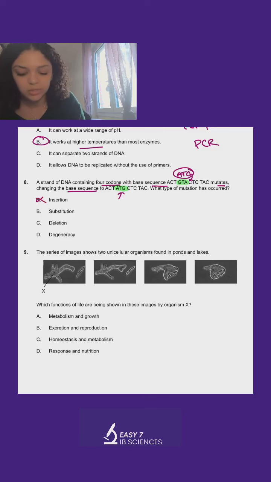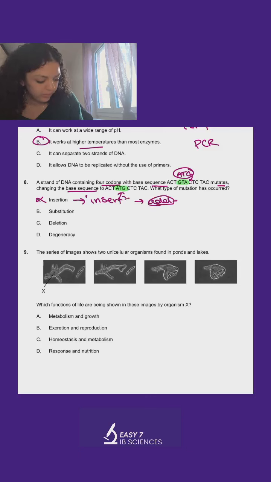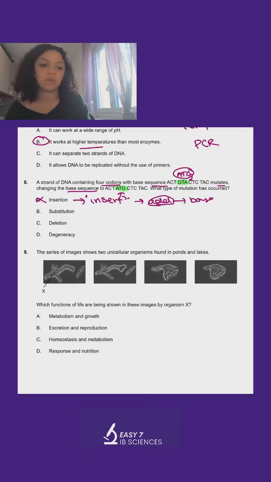Insertion is when you insert, so use the wording to help you, insert or add a base. Here we don't see a base being added. We just substitute. So that's why it's B. Delete. We delete a base. That's not what's happening here.